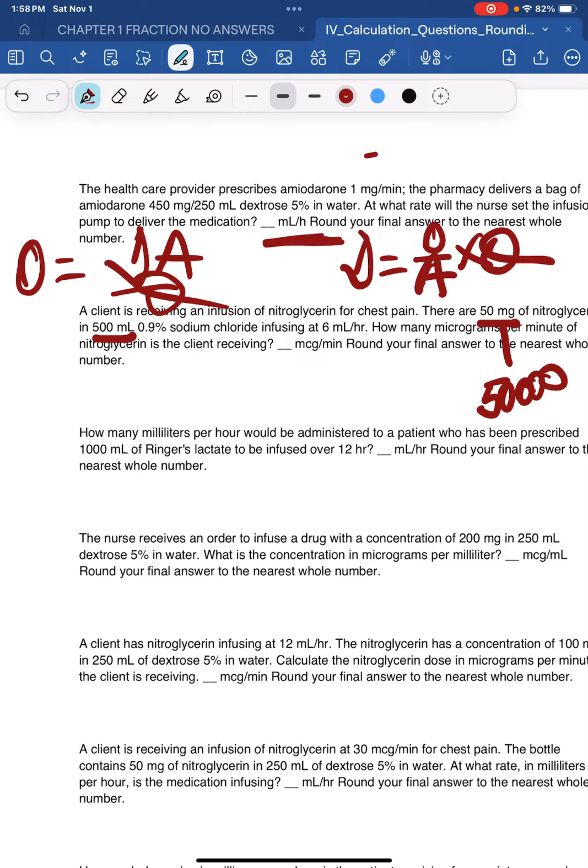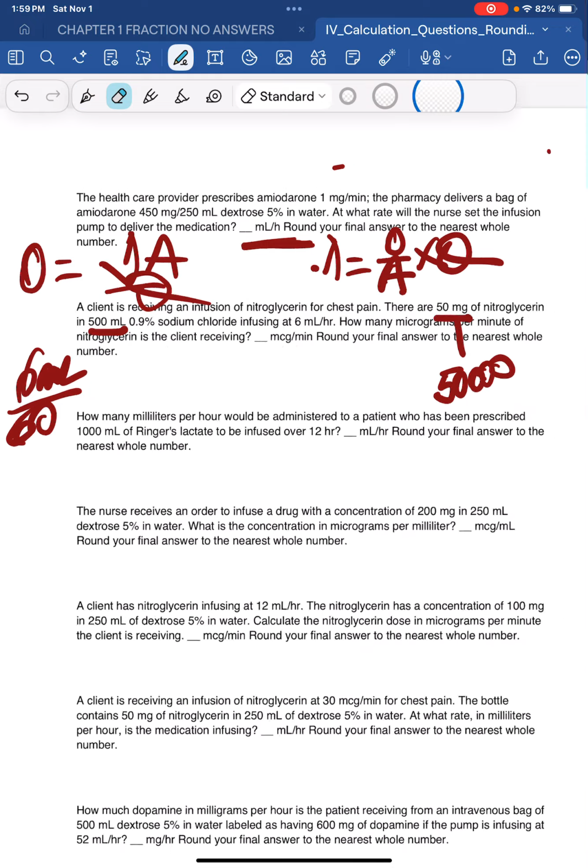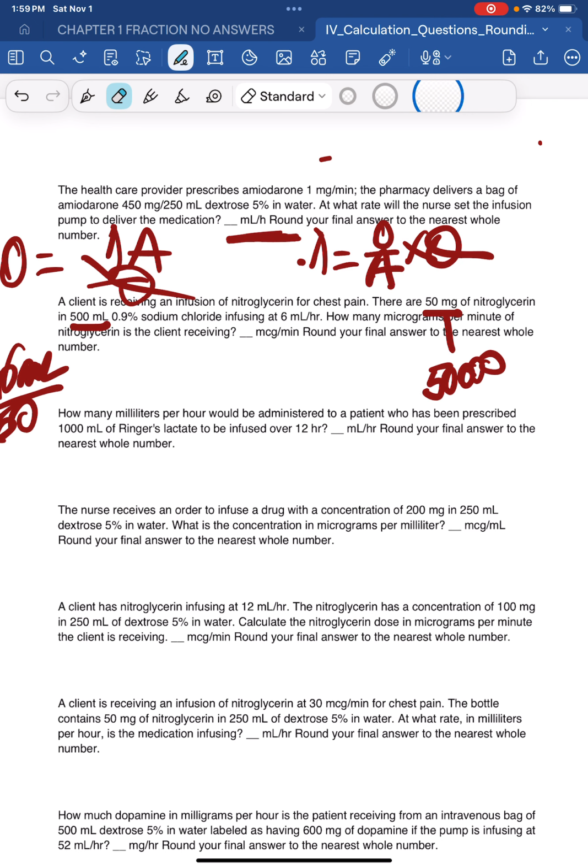I'm not looking for per hour, I'm looking for per minute. It means I have to divide this 6 milliliter by 60. Does it make sense? I have to divide because I have to change hour to minute. Why? Because I am looking for microgram per minute, and that minute can only come from that hour. Minute is not going to come from milliliter or microgram. The microgram comes from milligram, but minute is going to come from hours. So because I have 6 milliliter per hour, you change that hour to 60 minutes. You got it? All right.